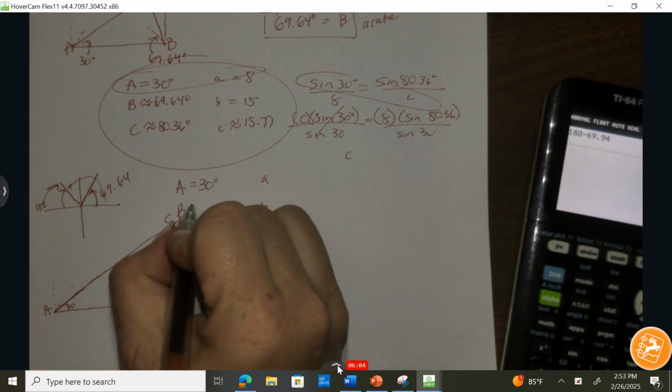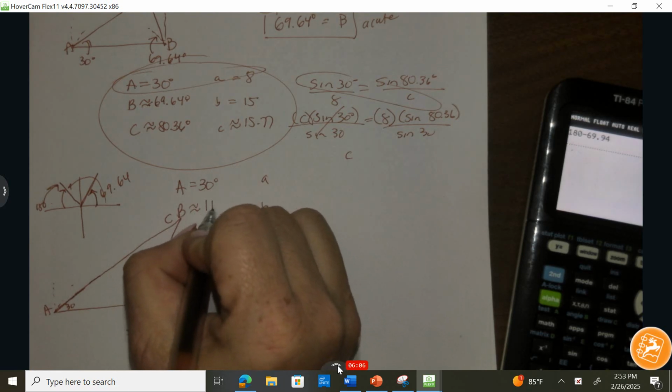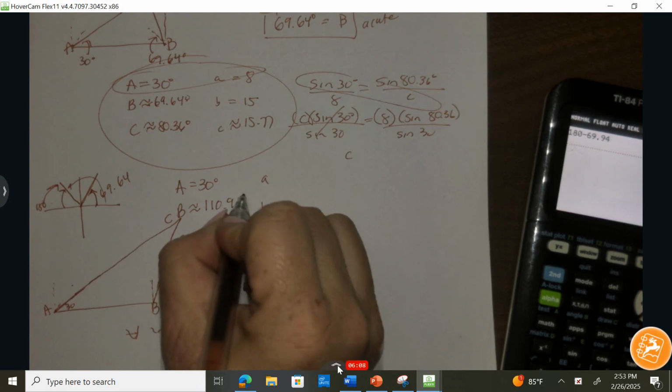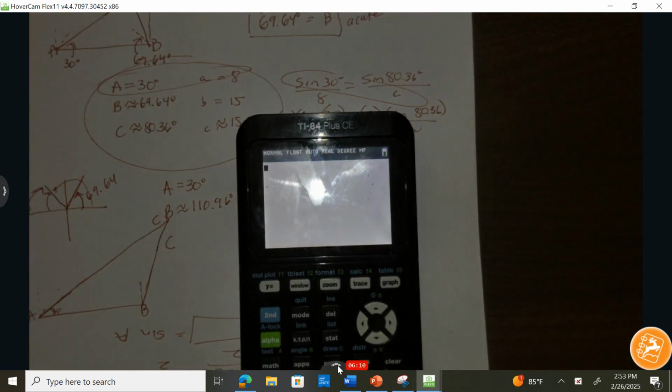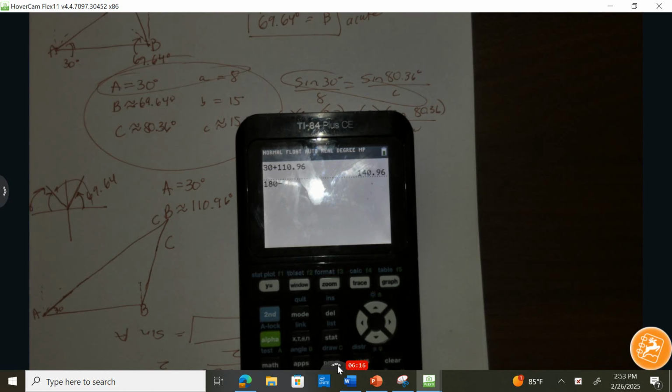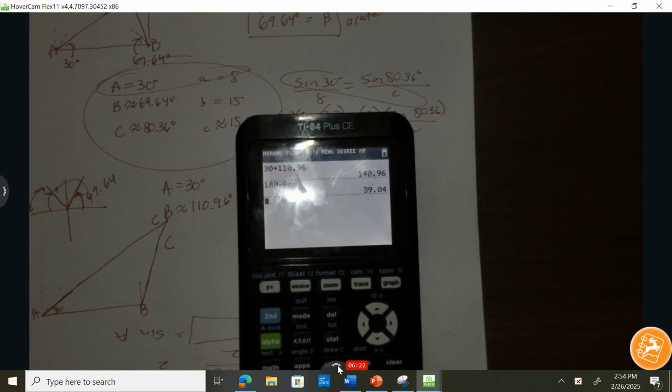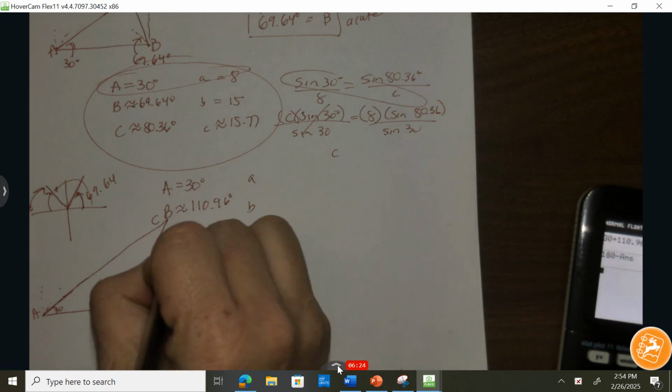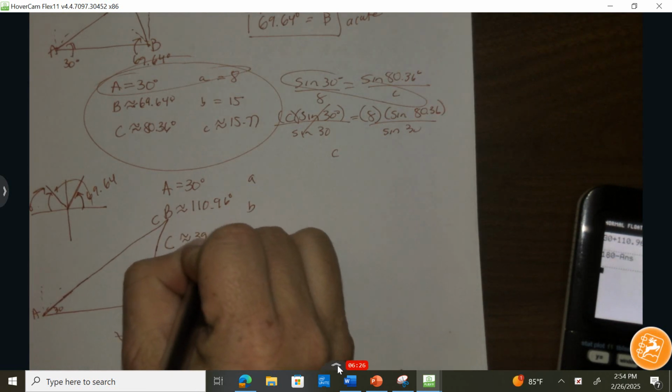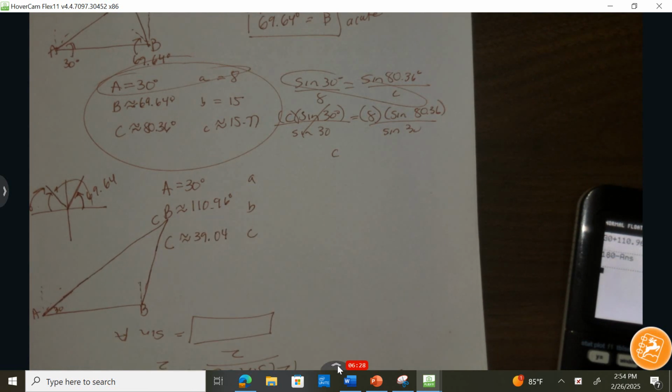We know B is approximately 110.69. And I can find C by going 30 plus 110.69, taking it and subtracting 180 from that amount. And so I get 39.04. Okay, now what else do we know?